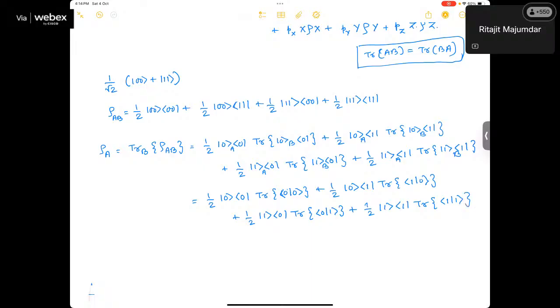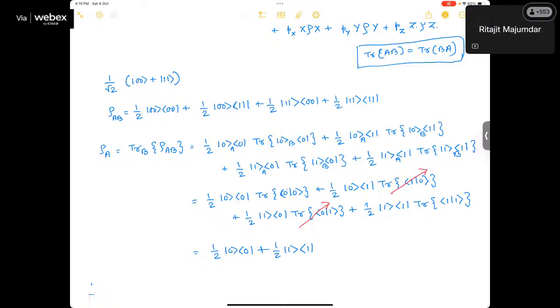Now once more, we know this will give an inner product of 0. This will give an inner product of 0. So I am left with half |0⟩⟨0| plus half |1⟩⟨1|.